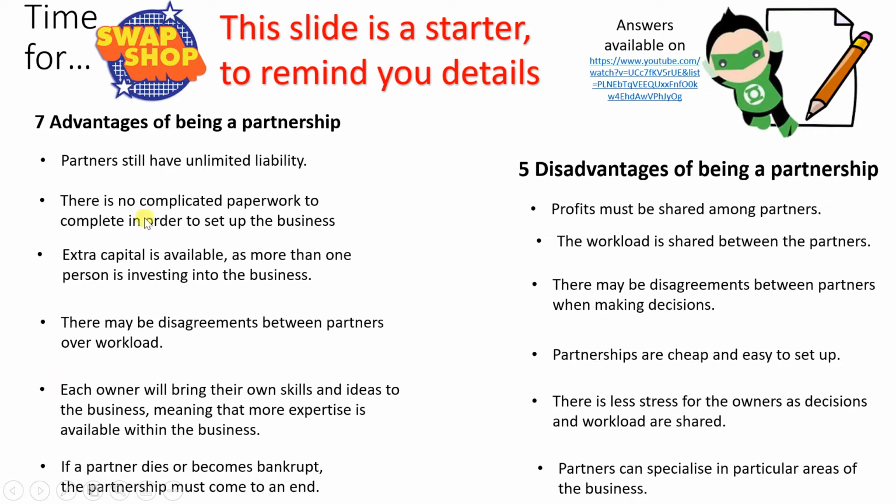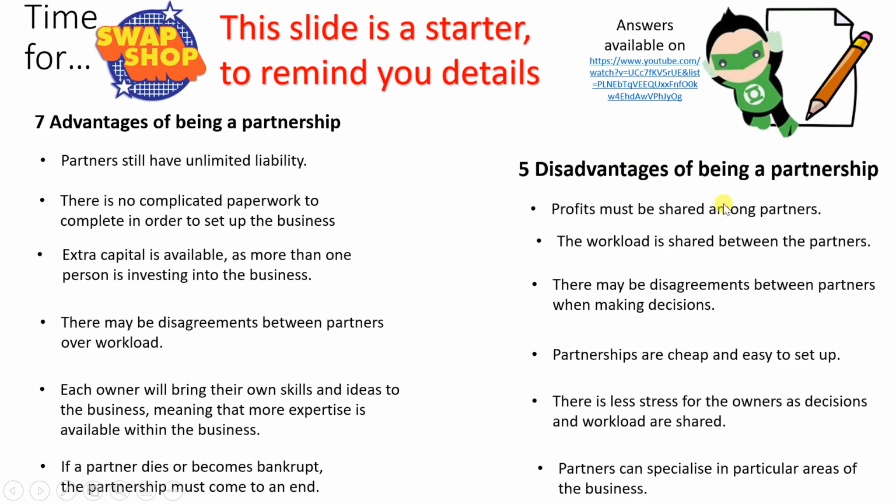Going through the advantages now. As you can see, the first one, partners still have unlimited liability. Second one, there is no complicated paperwork to complete in order to set up the business. Third, extra capital, that's money, is available as more than one person is investing into the business. Fourth, there may be disagreements between partners when making decisions or over workload. Last but one, each owner will bring their own skills and ideas to the business, meaning that more expertise is available within the business. And lastly, if a partner dies or becomes bankrupt, the partnership must come to an end.